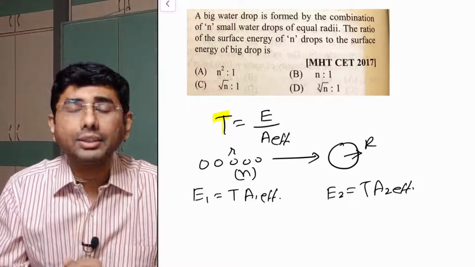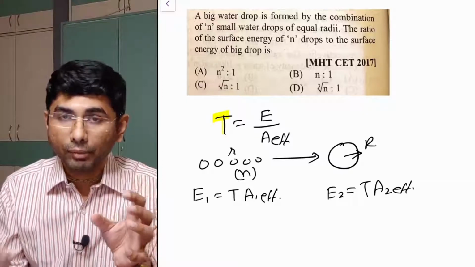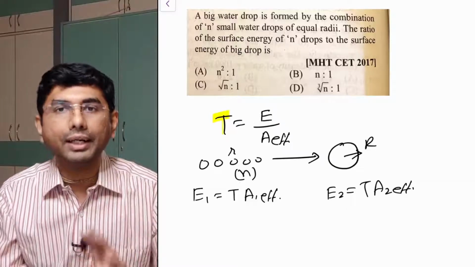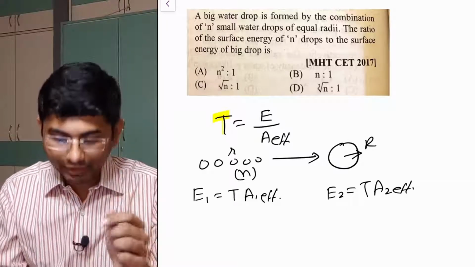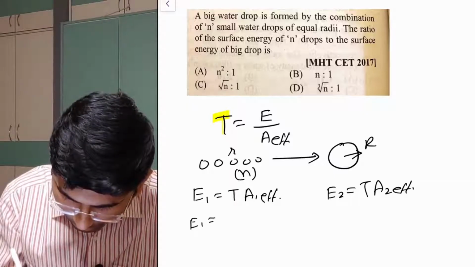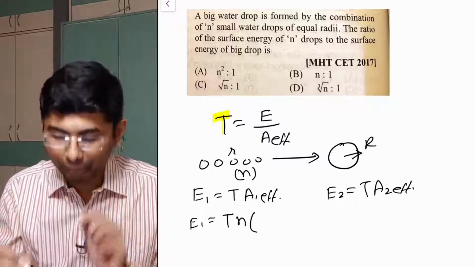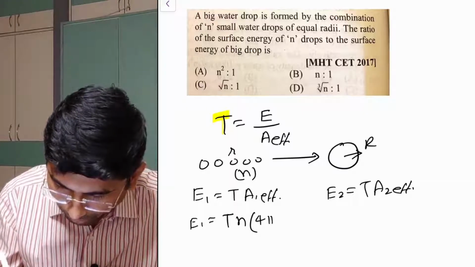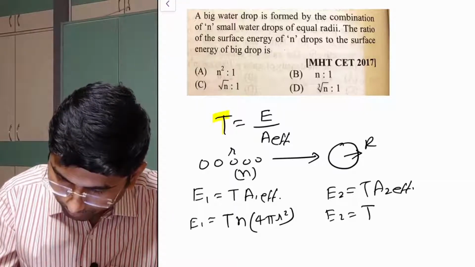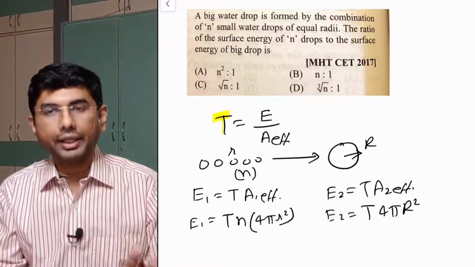Now again the relationship, I cannot directly jump towards area. For the area relationship I can immediately write it in terms of r and capital R, but then again I need the relationship. Okay, I will just first write it down in terms of area. This will be E1 is equal to T n times, now what will be the area of a small one? N droplets are there, one droplet will have the area 4 pi r square. Here E2 is equal to T into 4 pi R square. That's what is our area.